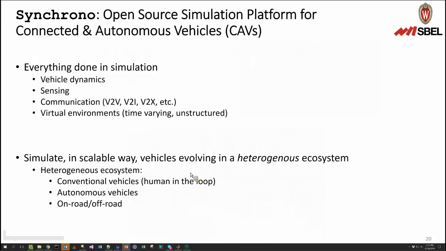So with that out of the way, this is the vehicle part. And we build on top of that an infrastructure which we call Synchrono. The idea is to simulate everything beyond just vehicle dynamics: to simulate sensing, communication, and virtual environments, in a scalable way that supports a heterogeneous ecosystem. At the end of the day, we would like to have conventional vehicles, driven for instance by a student in the lab, operate in the same ecosystem with a vehicle that is autonomous, and it can be on road or off road.